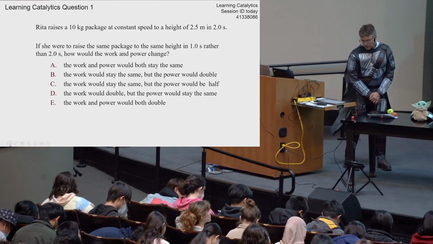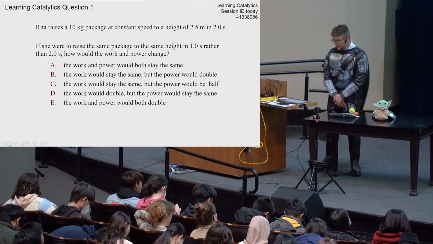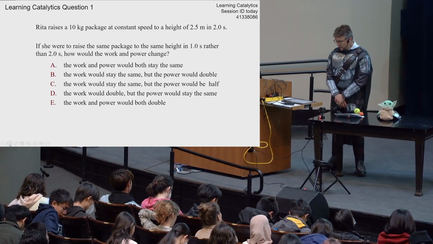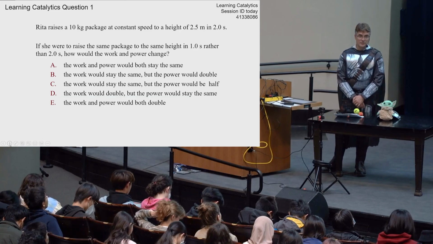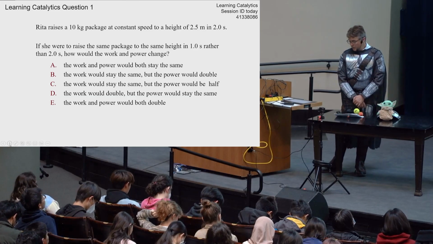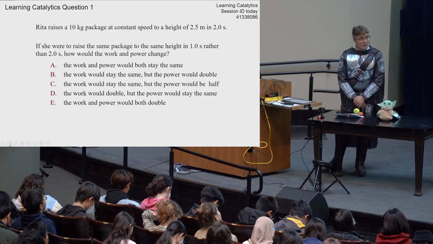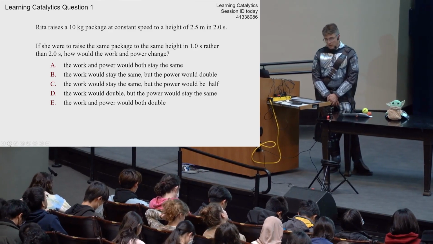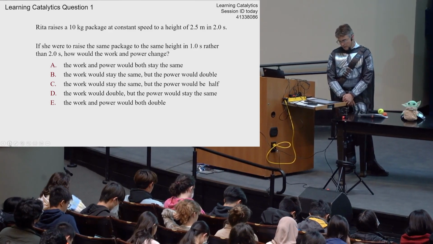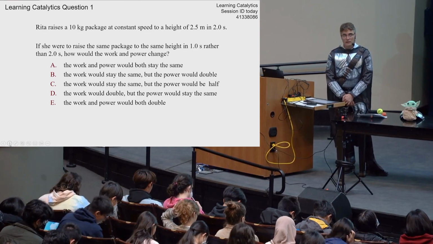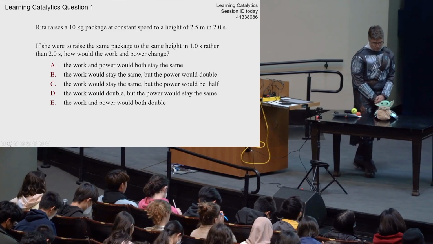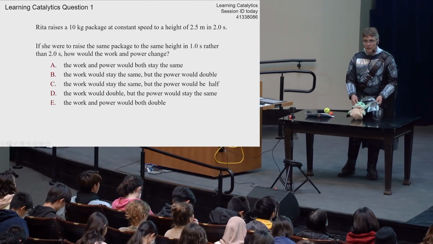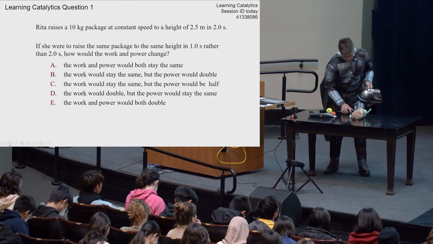Rita raises a 10 kilogram package at a constant speed to a height of 2.5 meters in 2 seconds. If she were to raise the same package to the same height in 1 second, then how would the work that she did change, and how would the power that she did change, or would it change? What do you guys think about that? Let's give it a minute.